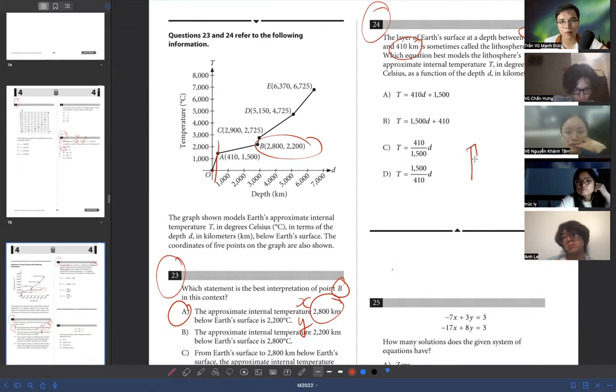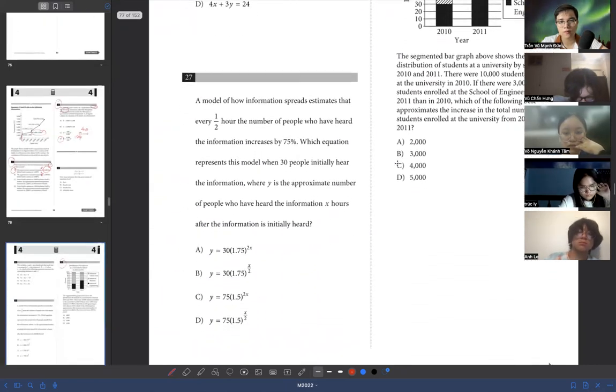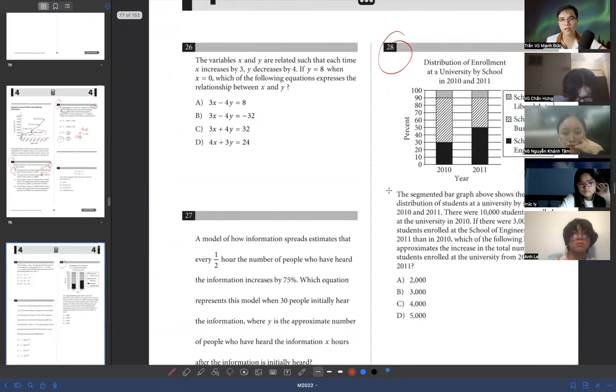You go up 1500 and you go to the right 410. You get D. What else? It's very simple. None of it's, oh, this one quickly.